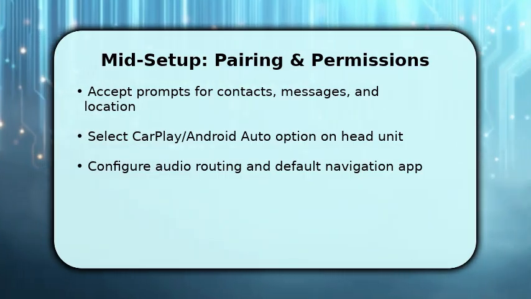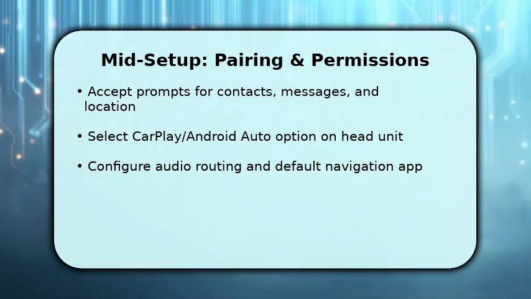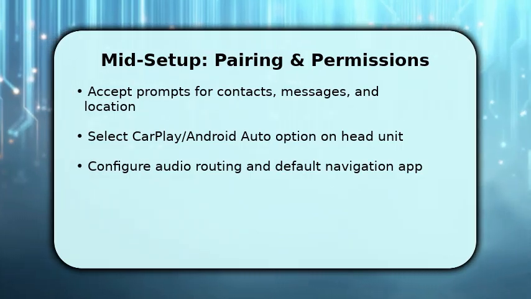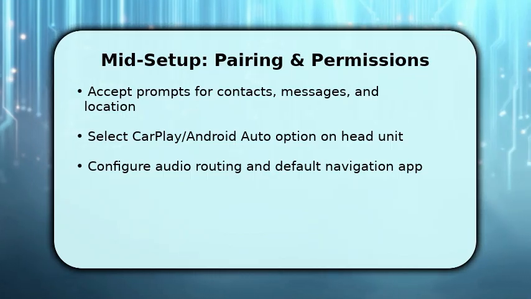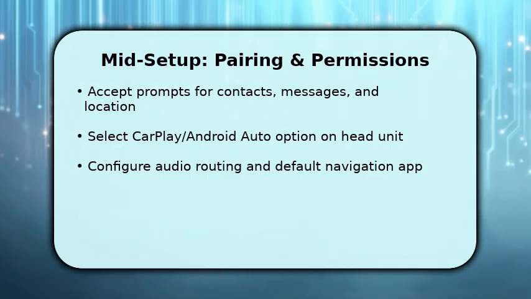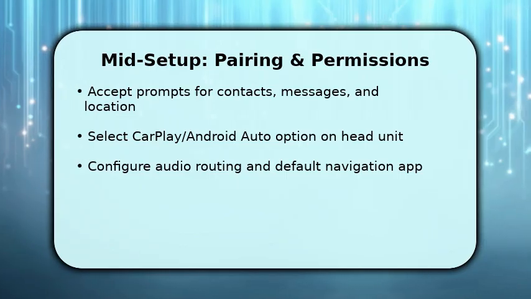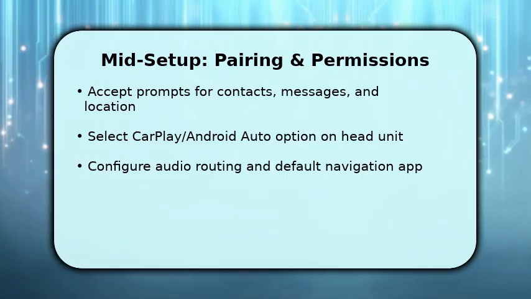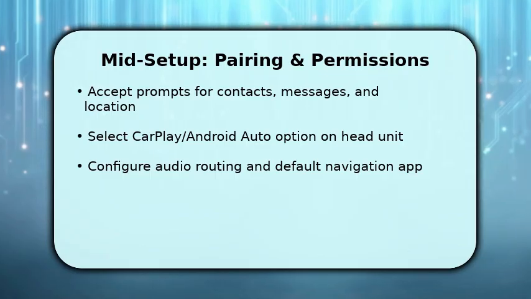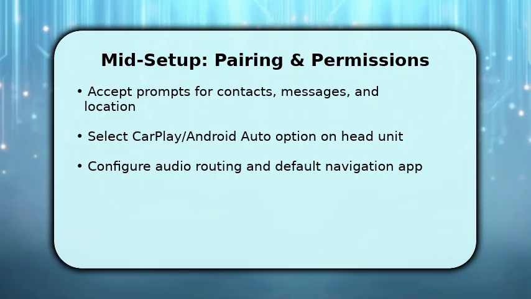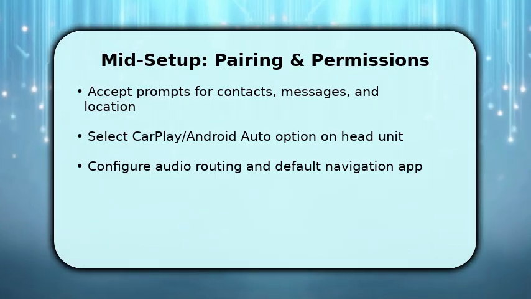Next, choose Android Auto as the input on the car screen and set the default navigation and music apps so shortcuts appear. If you use wireless, make sure Bluetooth priority and background data are allowed to prevent disconnects. Also adjust audio routing to ensure navigation prompts play through car speakers rather than phone.